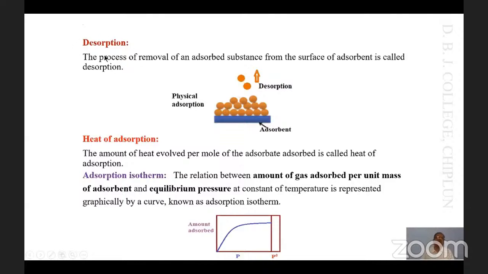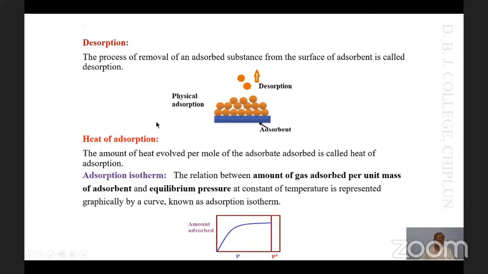Now then, what is the meaning of this term desorption? The process of removal of an adsorbed substance from the surface of an adsorbent is called desorption. This desorption is opposite to that of the adsorption process.